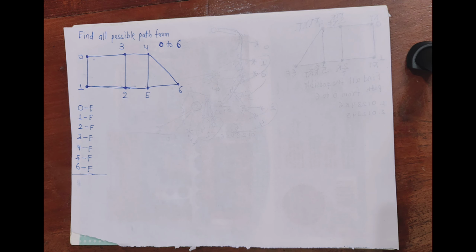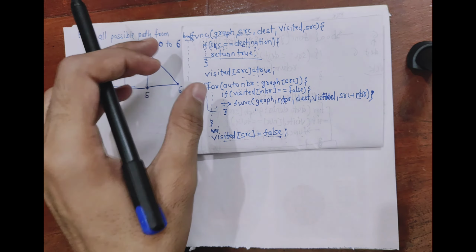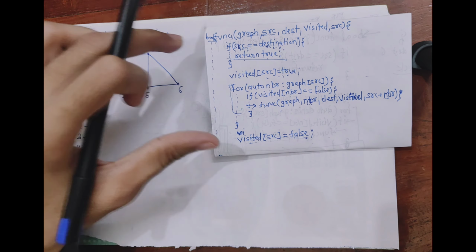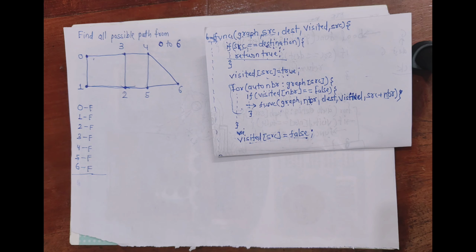So first of all, I will say that you should try by yourself. You should follow the code that I have shared in the part 2 video. This is the code, right? Following this code, you need to find all the possible paths from 0 to 6. If you are able to find all the possible paths, it means you are really good at dry running this code, and you will actually find confidence in yourself. So first of all, try by yourself.